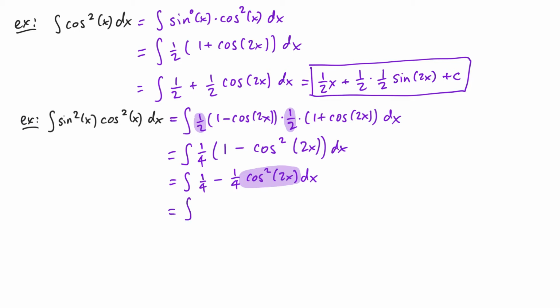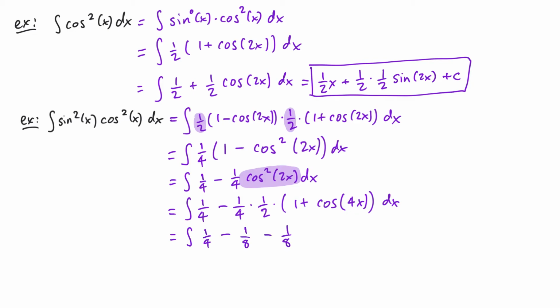So using the double angle trig identity, this becomes 1/4 minus 1/4 times 1/2 times 1 plus cosine of, and I'm going to double the angle that's within. It was 2x before, so now it becomes a 4x. And then I have dx in the end. So simplifying this, we have the integral of 1/4 minus 1/8 minus 1/8 cosine 4x dx. Combining the positive 1/4 and the negative 1/8, we have the integral of 1/8 minus 1/8 cosine of 4x dx.